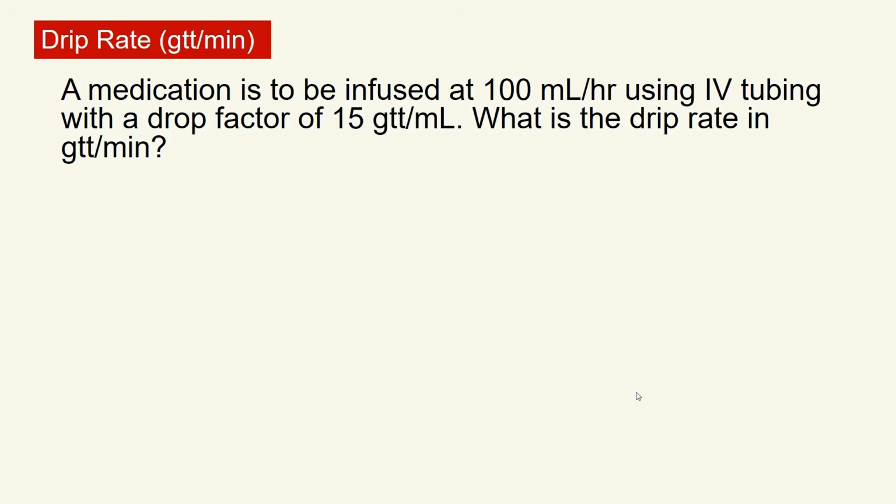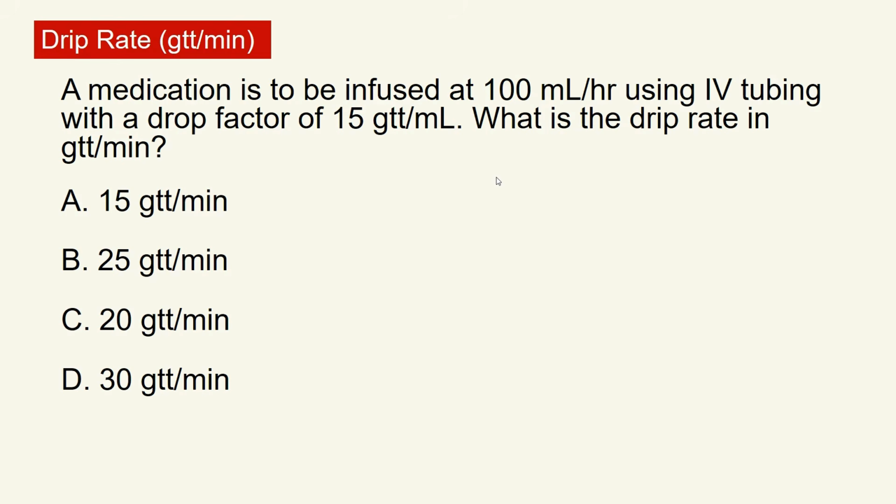So let's see the calculation on drip rate. A medication is to be infused at 100 milliliters per hour using IV tubing with a drop factor of 15 drops per ml. What is the drip rate in GTT per minute? Here are the options: A, 15 drops per minute, B, 25 drops per minute, C, 20 drops per minute, and D, 30 drops per minute. Pause the video and calculate this one. The correct answer is B. So let's see how we get this B.